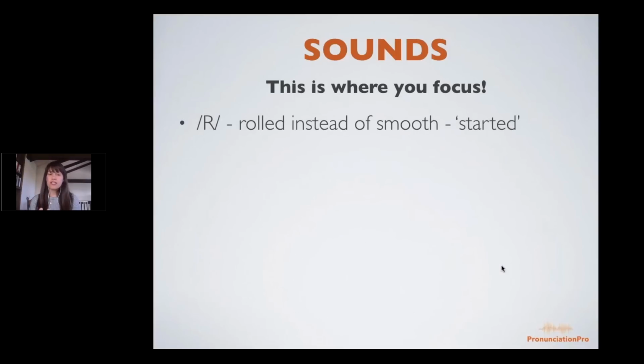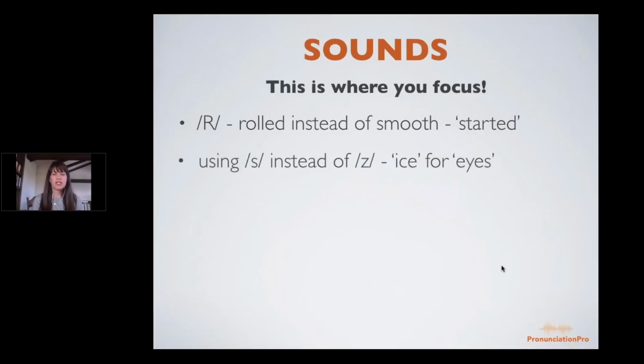All right, the R sound tends to be rolled, with a little bit more of a roll to it, again from the Spanish language. Using S instead of Z, so "ice" for "eyes." If you're with the Pronunciation Pro course, we start off really talking about that voiced versus voiceless sound, so we'll talk more about that.